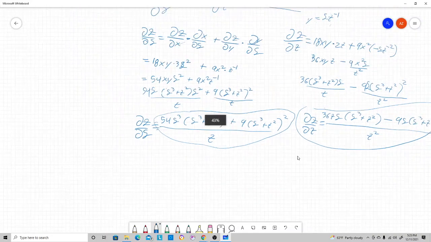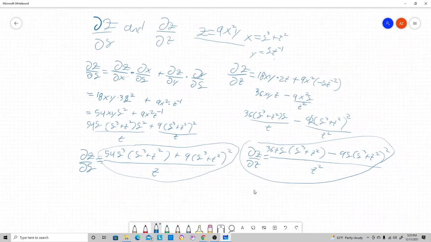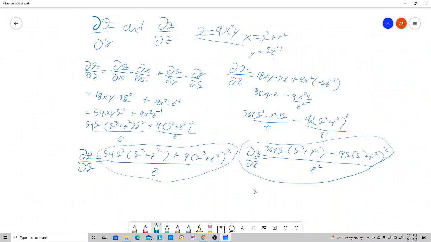Yeah. So overall, that's the chain rule. It can be a process, especially if your teacher wants you to simplify it all out. It can be very tedious. But overall, this is the correct method to do it. Okay. Thank you.